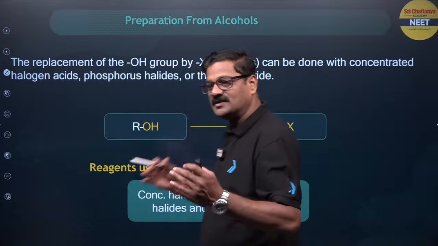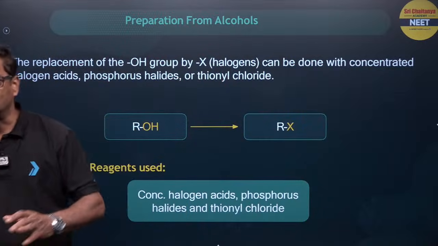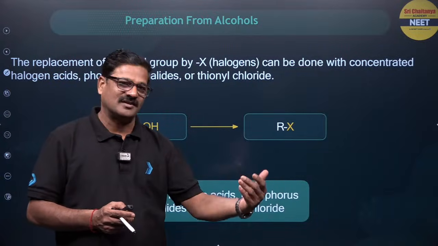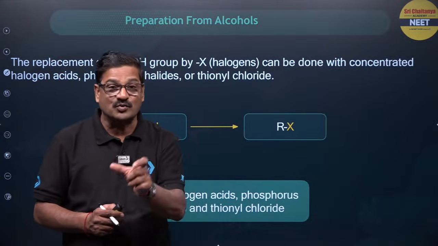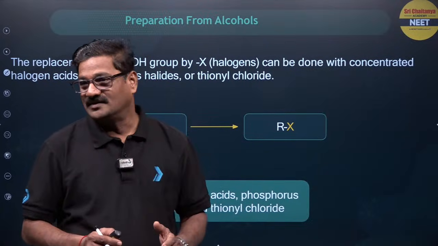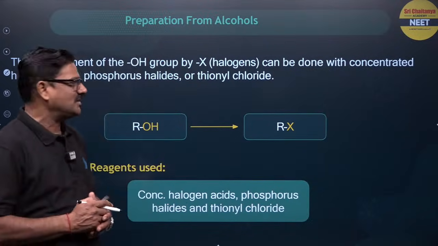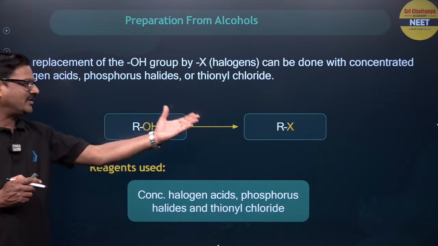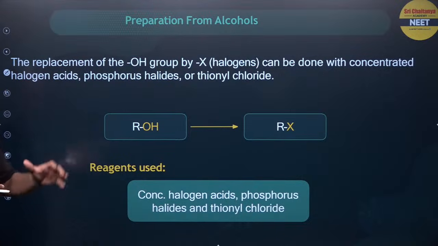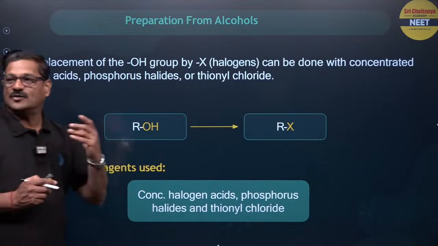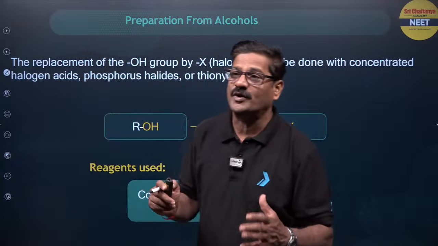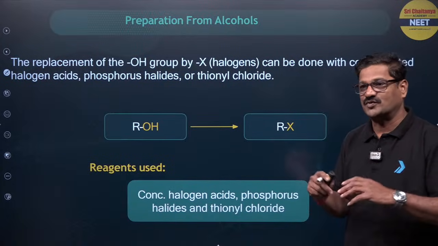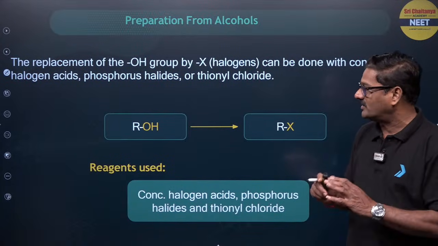So let us directly jump into the preparation. Classification of haloalkanes: primary alkyl halide, secondary alkyl halide, tertiary alkyl halide, depending upon the carbon atom to which the halogen is attached. Now we are here with the preparation. You can prepare from alcohol. The alcohol can be converted into alkyl halide when it is treated with halogen donors. So the replacement of OH by halogen can be done with concentrated acids, phosphorus halides and thionyl chloride.